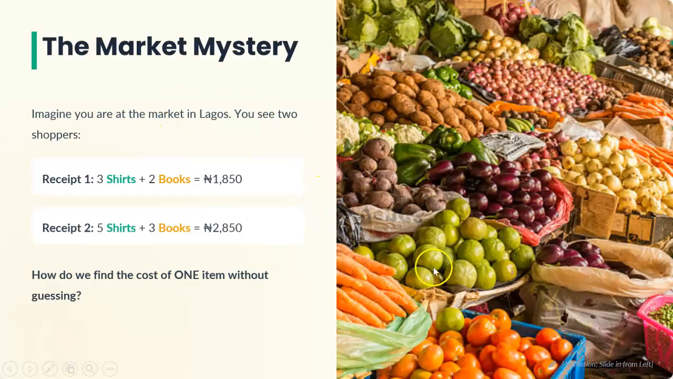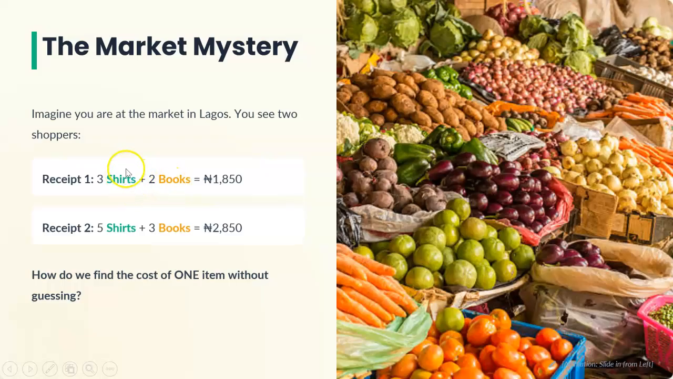Now let's look at the practical application of what we are talking about, the market mastery. Imagine you are at the market, maybe somewhere in Lagos in your neighborhood, and you see two shoppers. This is receipt 1: 3 shirts plus 2 books. The cost is 1,850 Nigerian naira. And you have receipt 2: 5 shirts plus 3 books.